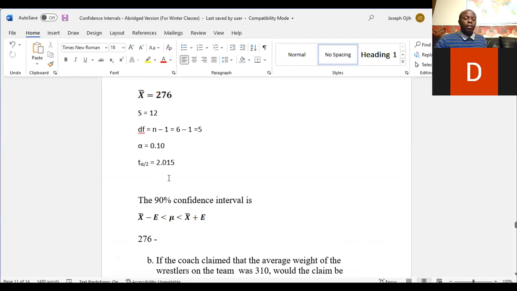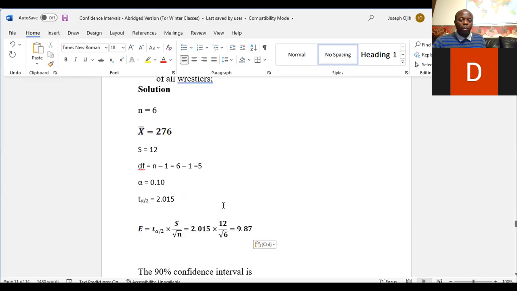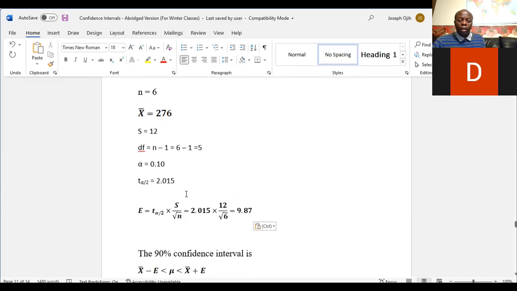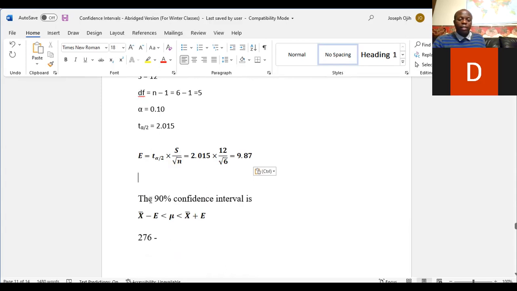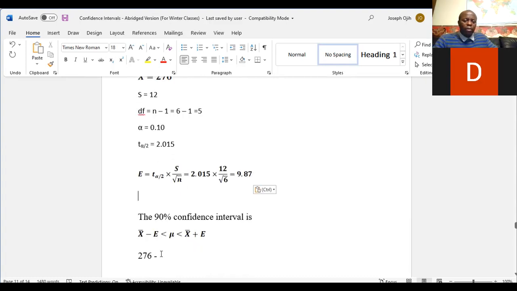Okay. So you can see that t alpha over 2 is this one here. Sample standard deviation is 12. Sample size n is 6. Again, when you plug them in, you get 9.87. That becomes our error. So the 90% confidence interval becomes sample mean minus error. And sample mean is 276, minus error of 9.87.